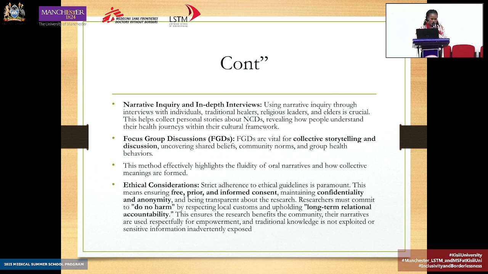Another thing that you need to do when you are collecting data, I've already talked about the need for these methods, the ones I've said, that is narrative inquiry, in-depth interviews, and focus group discussions. It's because you need to get the personal stories surrounding the NCDs. Remember, we are finding a way of managing these conditions.